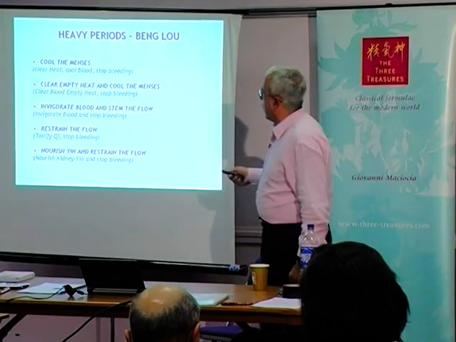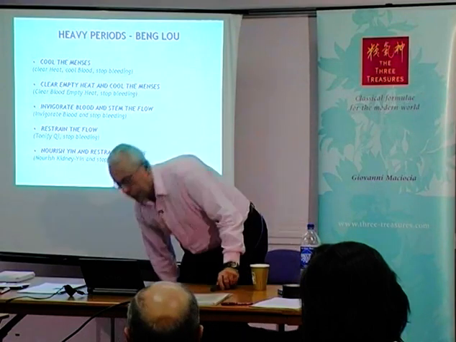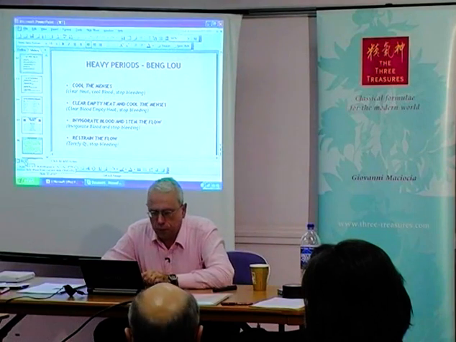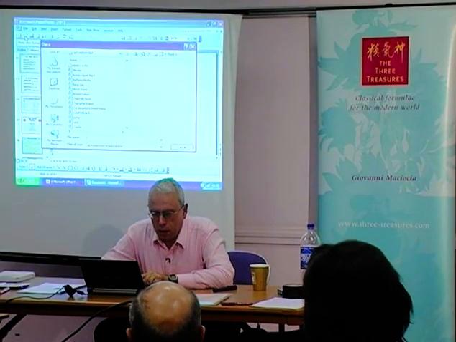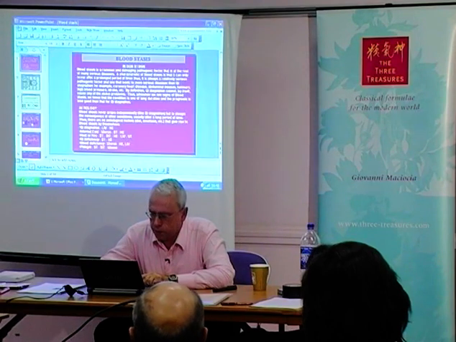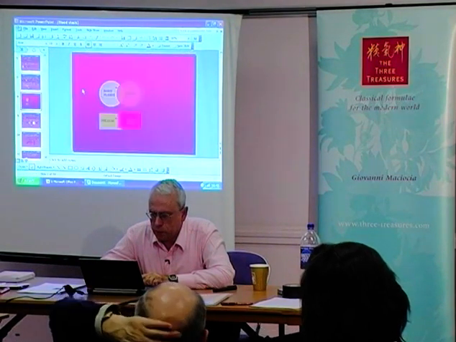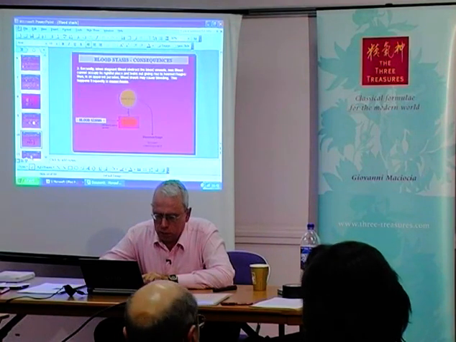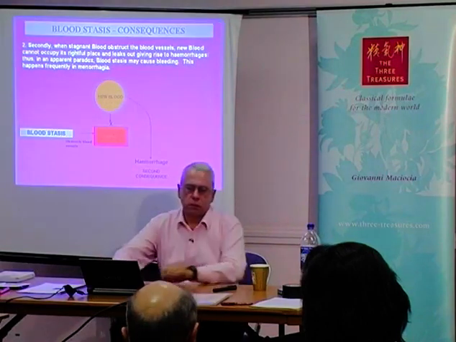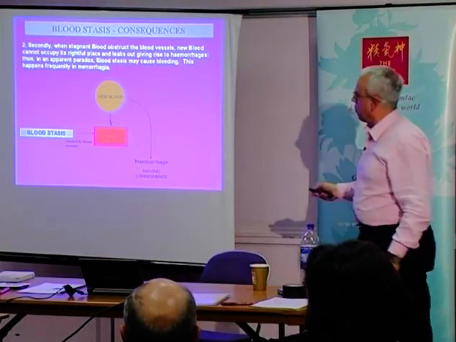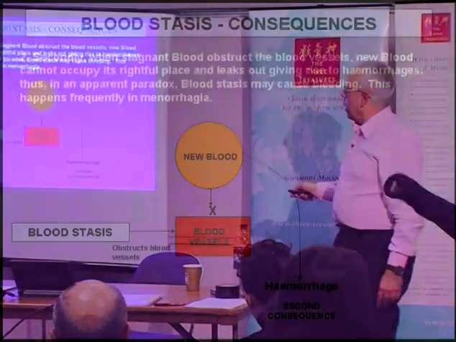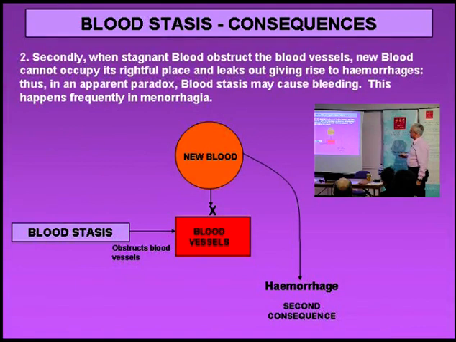The fifth one is for blood stasis. And how can blood stasis cause bleeding? Through this mechanism. Imagine this is the uterus, the red box is the uterus. The blood vessels of the uterus are obstructed by stagnant blood. New blood is being made all the time, and it can't enter the uterus because it's obstructed by stagnant blood, so it leaks out, and you have heavy periods.